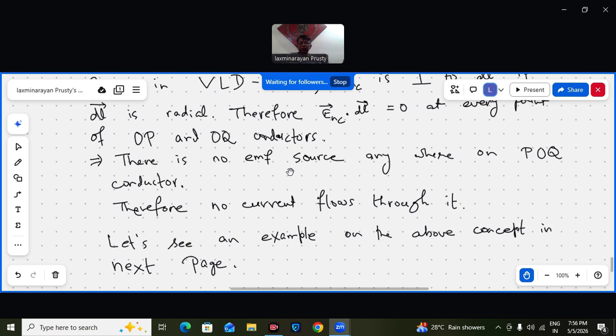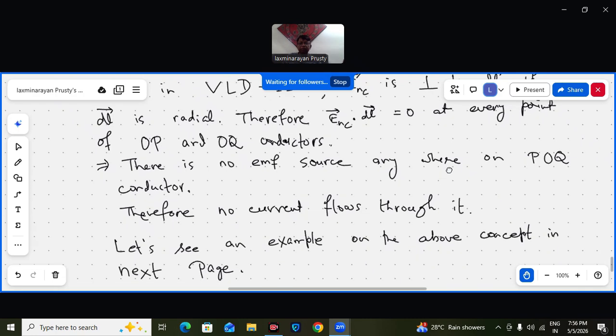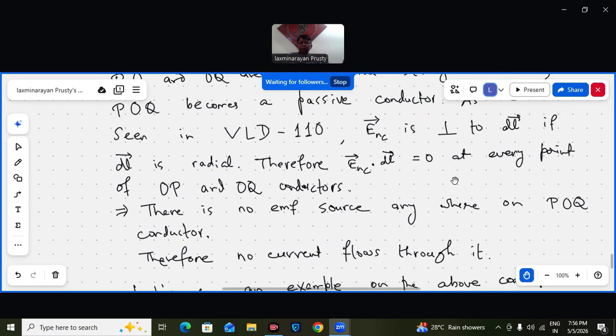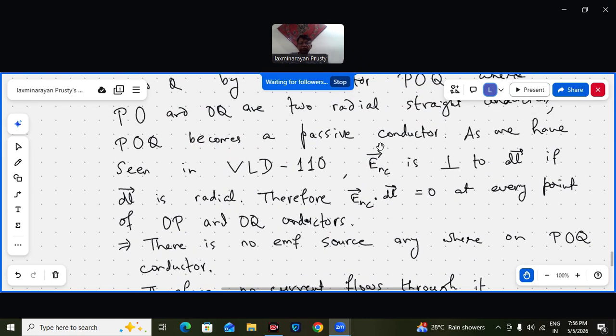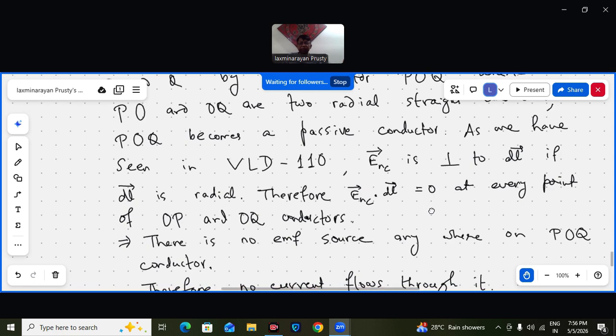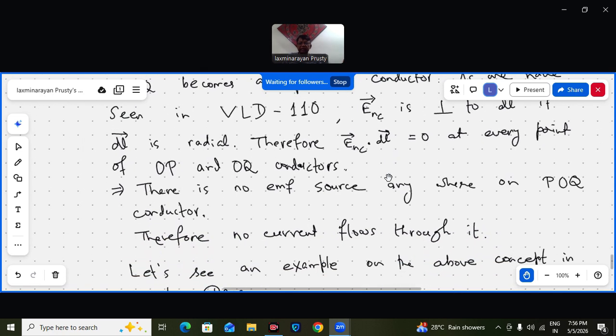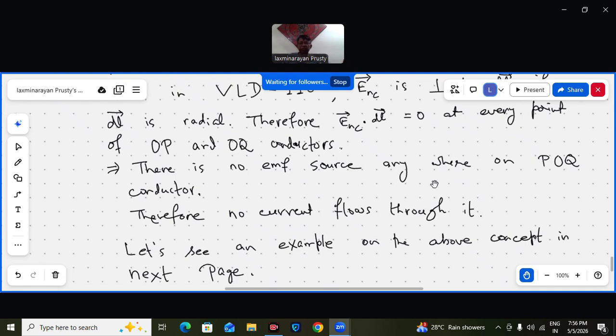So that's why there is no EMF source anywhere on the POQ conductor. There is no current flow. Therefore, it is a passive conductor. ENC is perpendicular to DL if DL is radial. So therefore ENC dot DL is 0 at every point of the OP and OQ conductors. There is no EMF source anywhere on the POQ conductor, so it is a passive conductor.